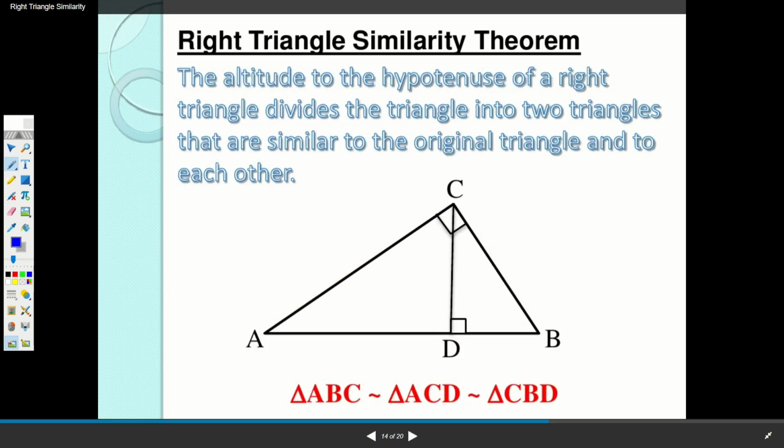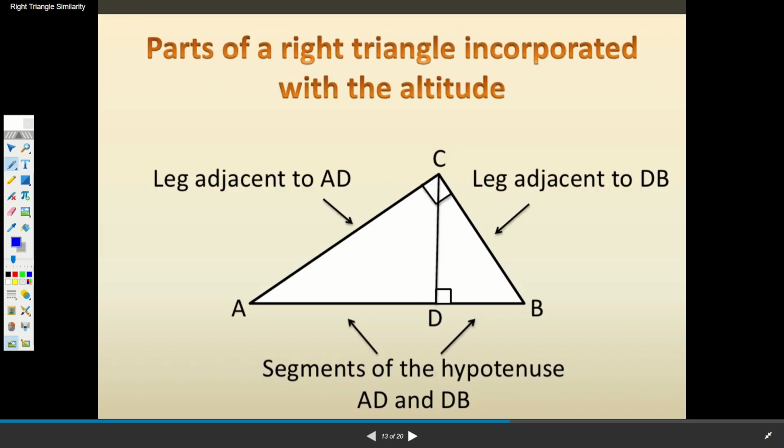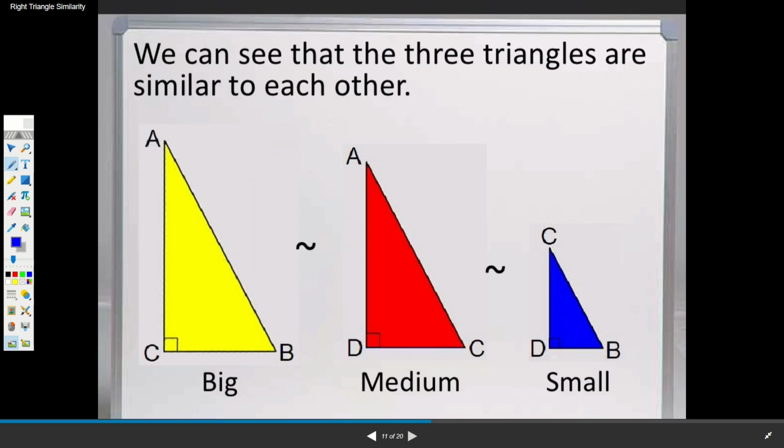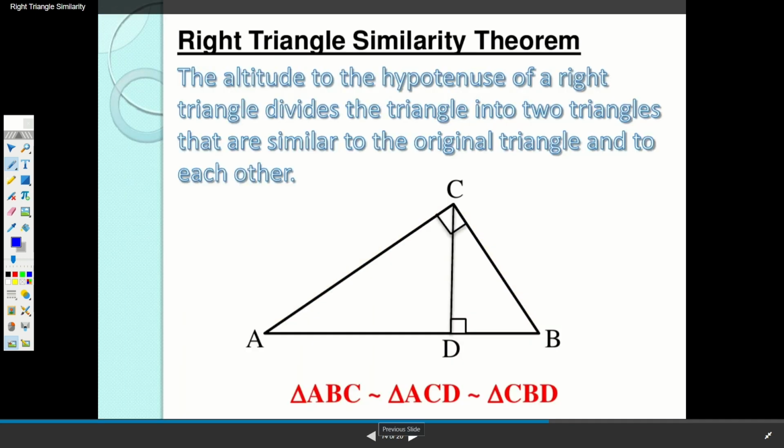Now, we have here the right triangle similarity theorem. The altitude to the hypotenuse of a right triangle divides the triangle into two triangles that are similar to the original triangle and to each other. That is why, if you recall these three triangles, this simply illustrates the right triangle similarity theorem. And there are ways on how you can solve for the altitude or its segments.